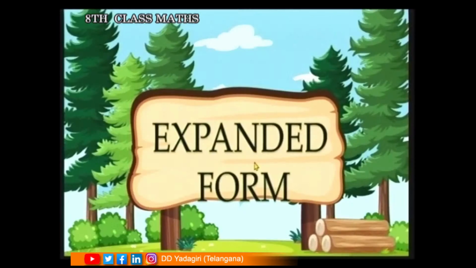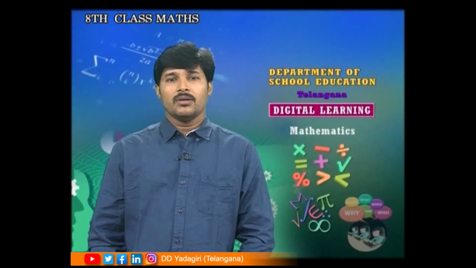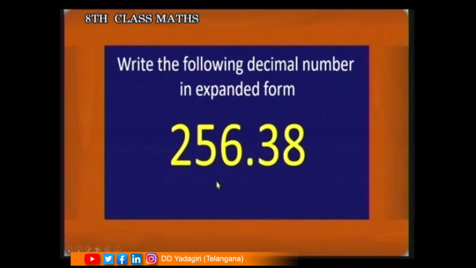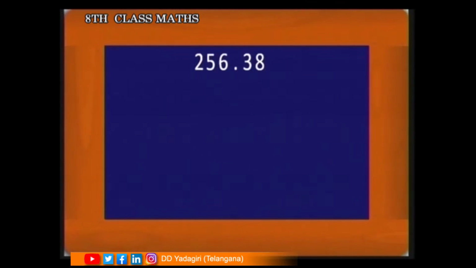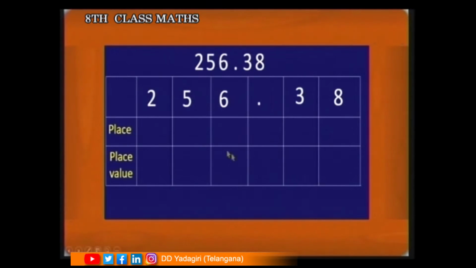Students, let us study about expanded forms. Now you observe the question given on the screen, 256.38. Now let us try to expand this using exponential forms. Place and place value, let us convert this into a tabular form. Now, to the left side of this decimal point, this is ones place or units place, and the next one is tens place, and the next one is hundreds place. And to the right side of decimal point, it is tenths place, and the next one is hundredths place. These are the places of the given numbers.